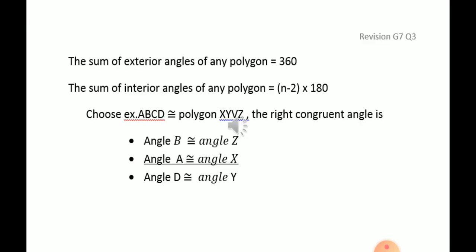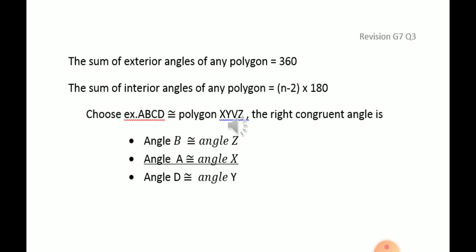Okay. Don't forget that the sum of the exterior angles of any polygon equals 360. Study well the rule. The sum of the interior angles of any polygon, the inside angles, is n minus 2, the number of sides minus 2, times 180. The questions come like that.